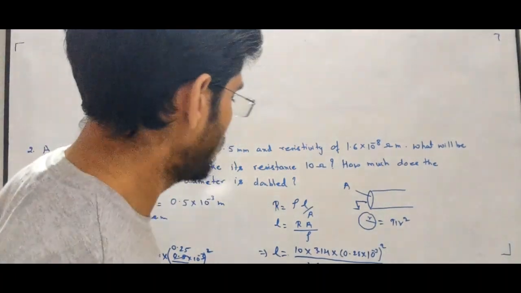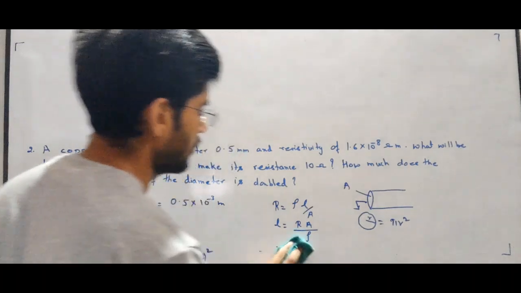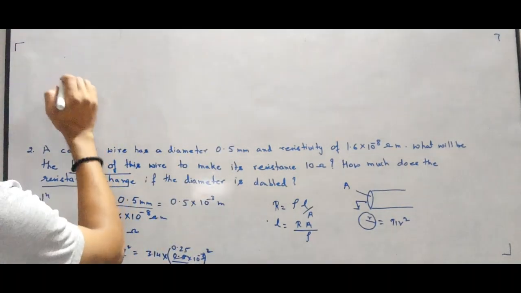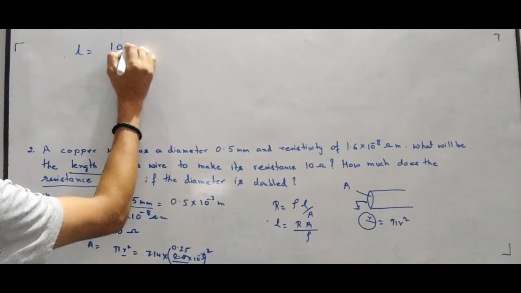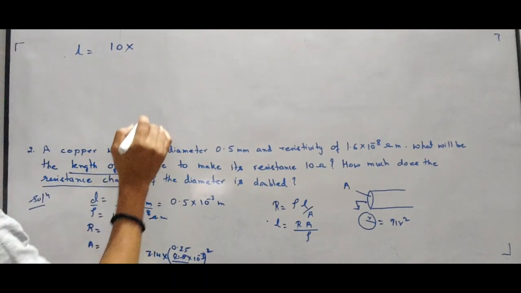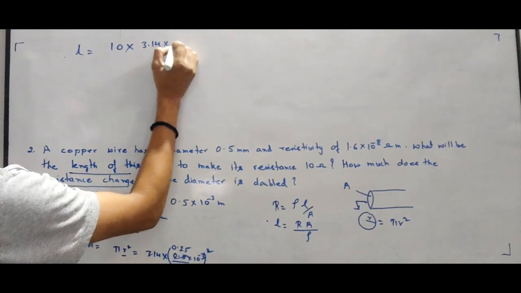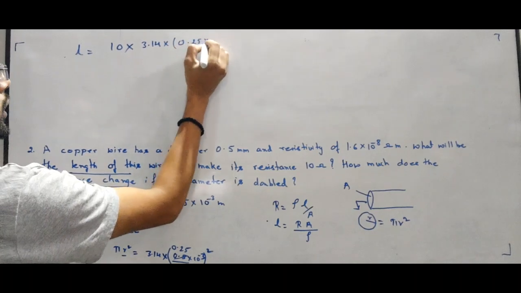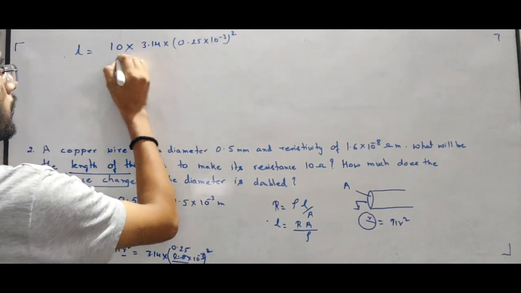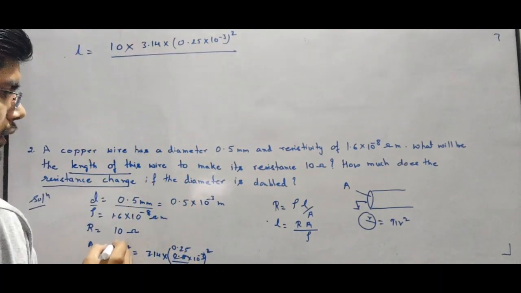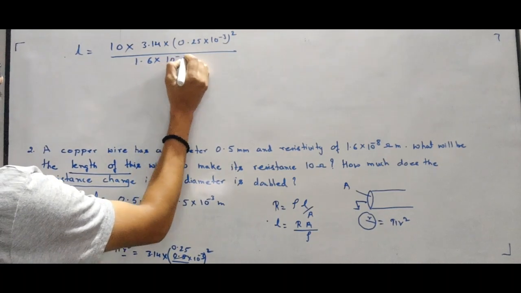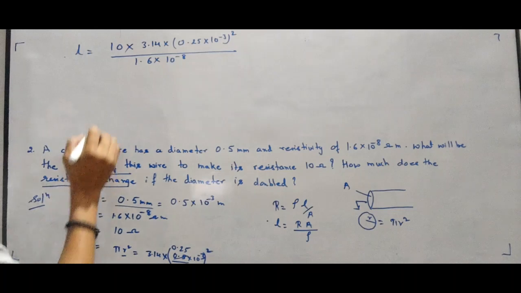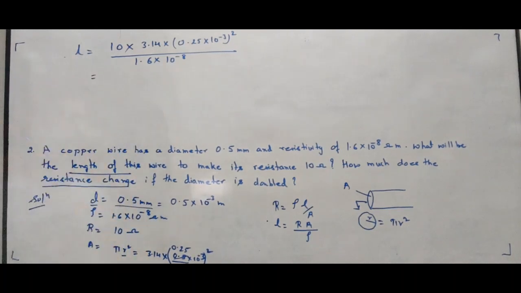Okay, let me erase it and write it at the top of the question. Let us write it here at the top. So L is equal to the value of R, 10, into, in place of A, we will put this value: 3.14 into 0.25 into 10 to the power minus 3, whole square, divided by the value of rho, which is 1.6 into 10 to the power minus 8. So solve it and tell me what you are getting.